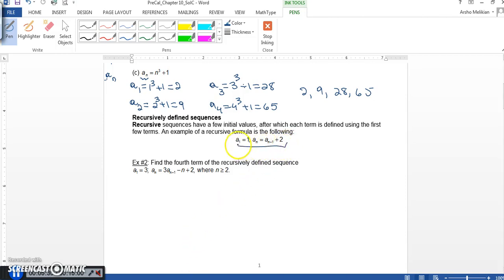Here's an example of a recursive formula. You're given that A1 is 1, and all the other ones, AN uses what? AN minus 1. Which one is AN minus 1? So if you're trying to find A4, okay, you have to use which one? AN minus 1, 4 minus 1, 3. Okay? Plus 2. So to find the 4th term, you take the 3rd term and you add 2.